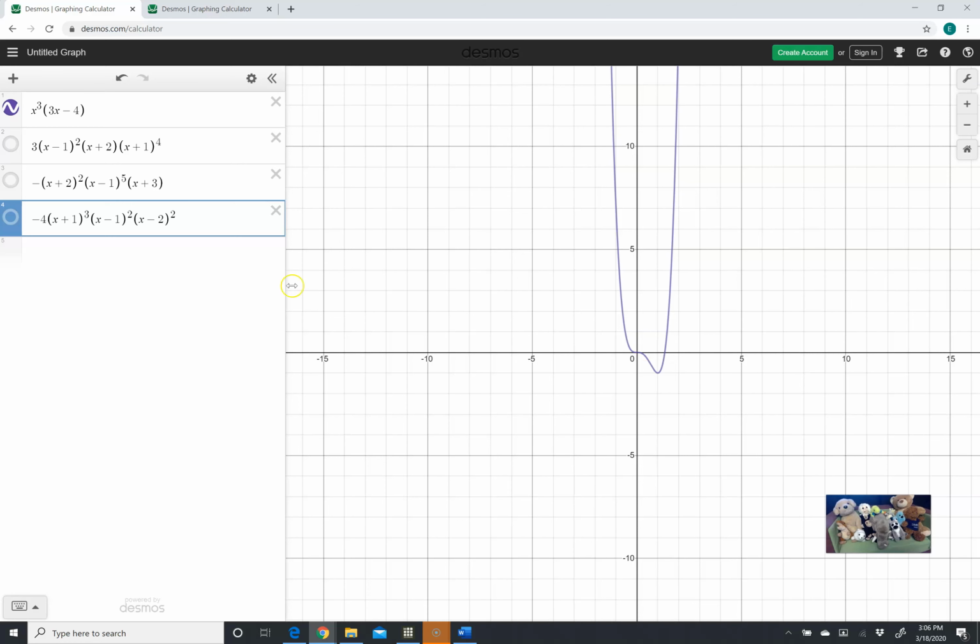Okay, the multiplicity at x equals 0 is 3. So we can see here that it bounces. And the multiplicity at 3x minus 4 is 1. Multiplicity at x equals 0 is 3, so it passes. I said it bounces. I meant to say it passes. 3x minus 4, the multiplicity is 1, so that also passes.